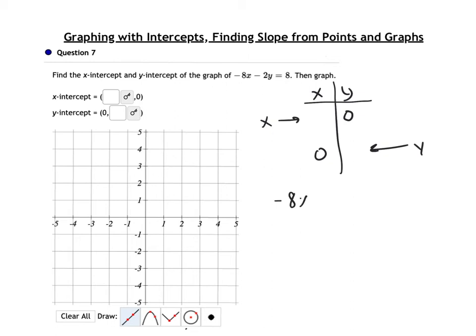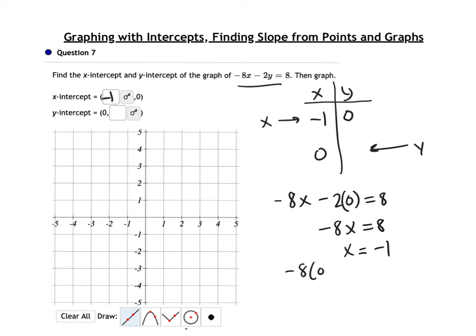Negative 8x, there's my equation, minus 2 times 0 equals 8. You're just solving negative 8x equals 8. Divide both sides by negative 8, and x would be negative 1. So the x-intercept is negative 1. Plug in x is 0: negative 8 times 0 minus 2y equals 8. That drops out. Negative 2y equals 8. Divide both sides by negative 2, and y would be negative 4.